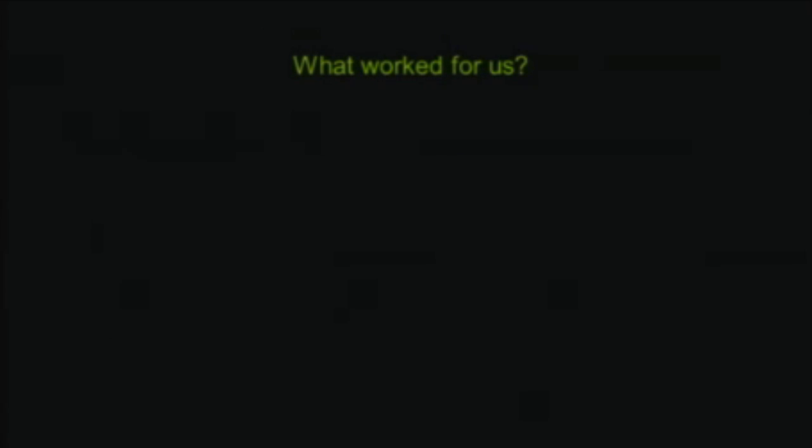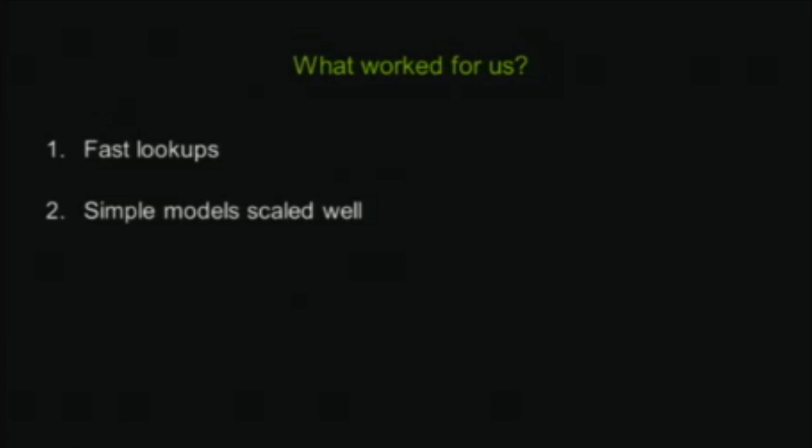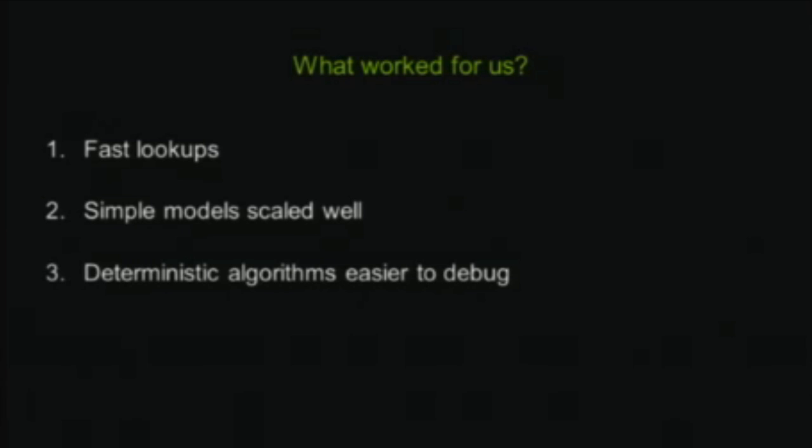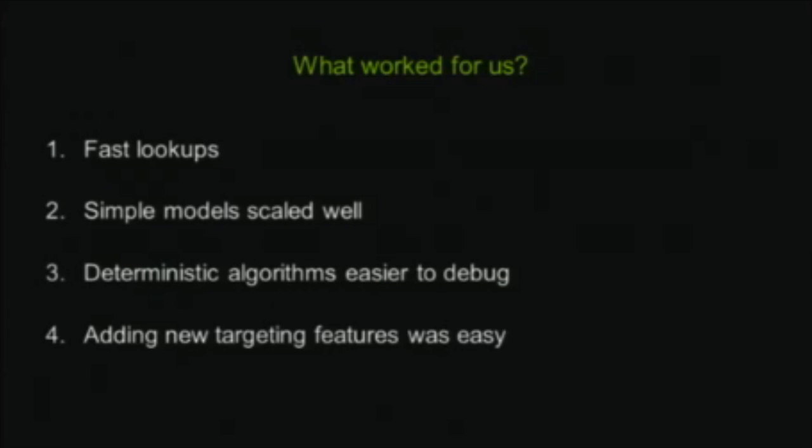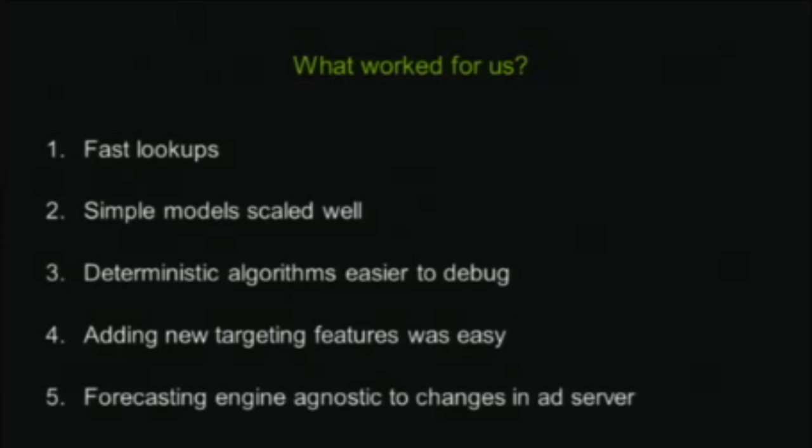So in this whole approach, what are the things that worked really good for us? One was that we definitely built a service which enabled us to have fast lookups. Our simple models scaled well. They didn't take a lot of time, and they were easy to understand. We used a lot of deterministic algorithms because they make debugging very easy. In the past, we've had some randomizations introduced in our models, and that makes it difficult to figure out whether the problem is in the data set or is it just some randomization. Given this approach, adding new targeting features was easy because they're pretty much a new filter that we apply in our algorithm. And since we are not doing any simulations, our forecasting engine is pretty much agnostic to the way the ad server works. So any change in the rules of the ad server does not affect us that much.